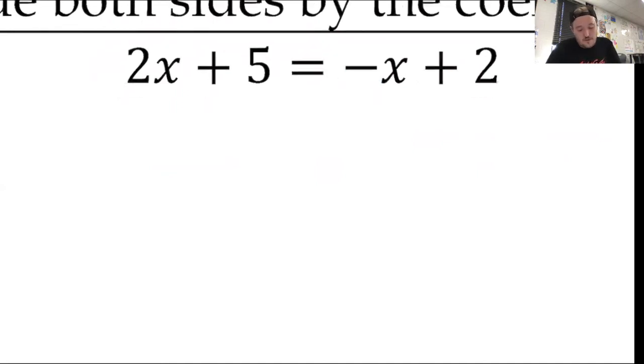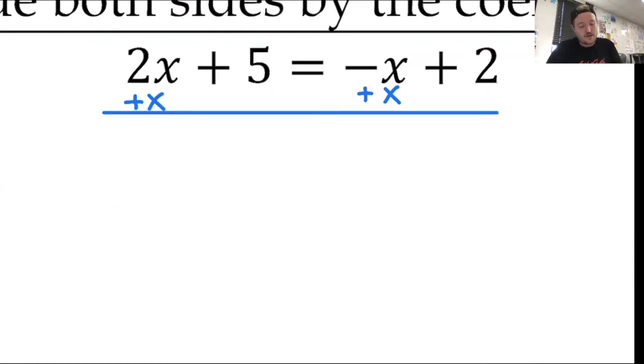So I'm going to add the x to both sides. Whenever you're adding variables, you have to make sure they're like terms. For example, you can't add 5 and x. They're not like terms. They wouldn't combine. However, 2x and x can combine. So that's where I'm going to add it.